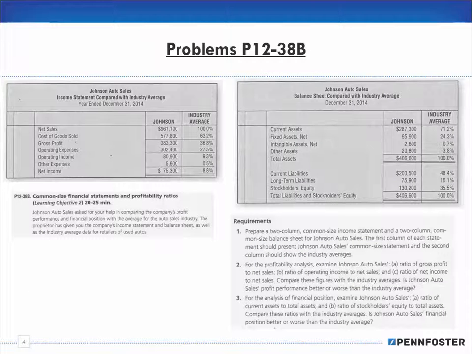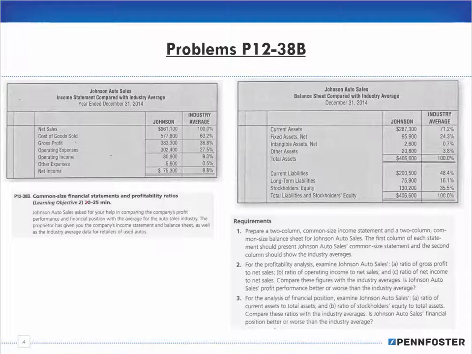Okay, so problem 12-38. You're given an income statement compared with an industry average and a balance sheet compared with the industry average. Right, so common size financial statements and profitability ratios. Let's see here. Common size financial statements. Go back and look in the textbook for what common size means.